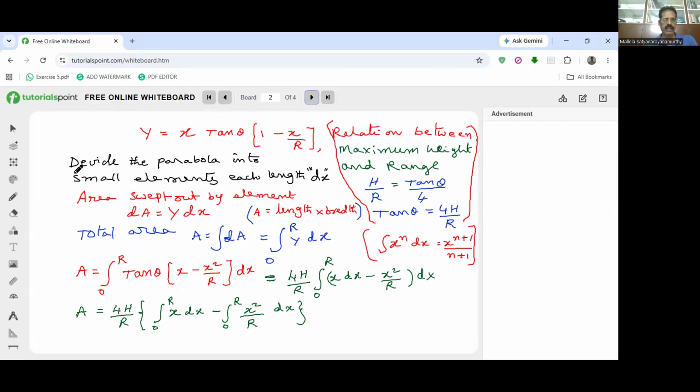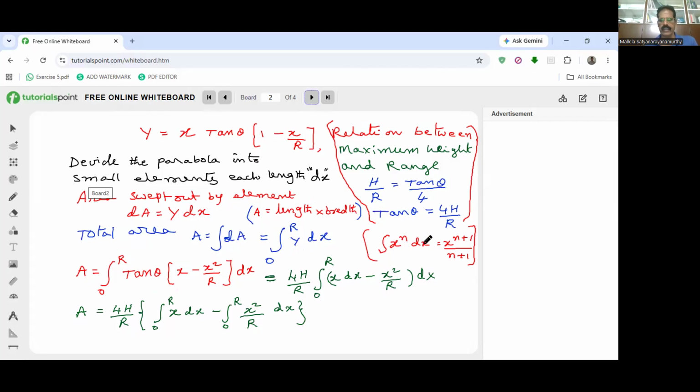Now, divide the parabola into small elements, each of length dx. The area swept out by the element is given by dA is equal to y into dx, like area is length into breadth. So y is the length and dx is the breadth. The total area swept out by the projectile is given by integration, A is equal to integral dA. That is, you have to integrate y dx from 0 to r, because these elements extend from 0 to r, where r is the range.